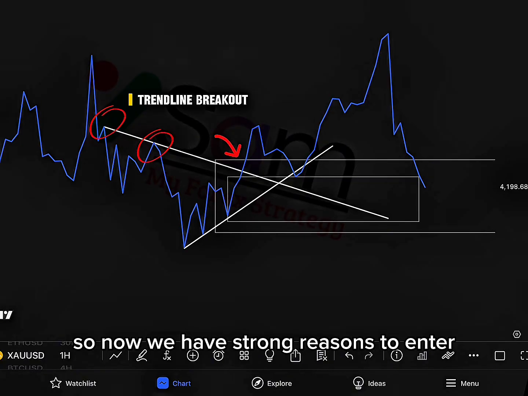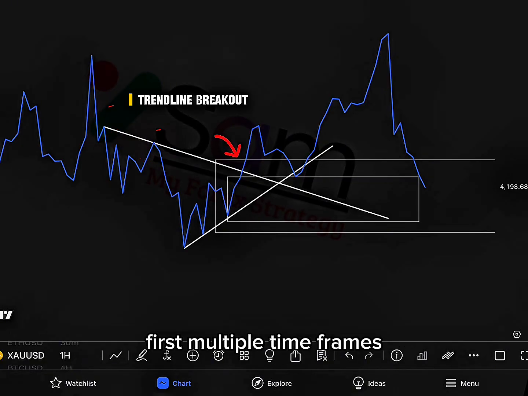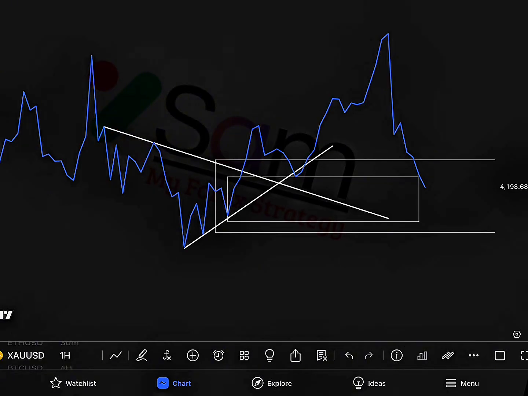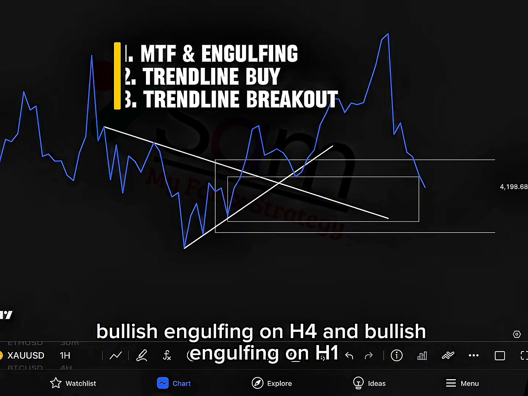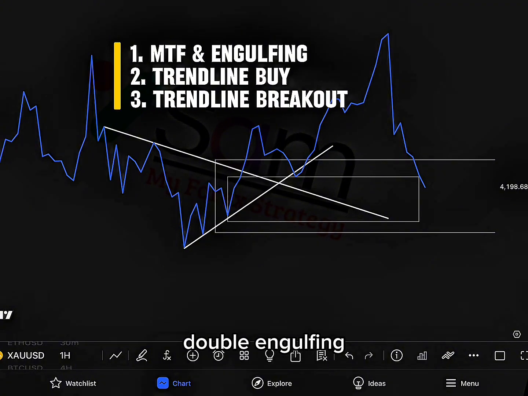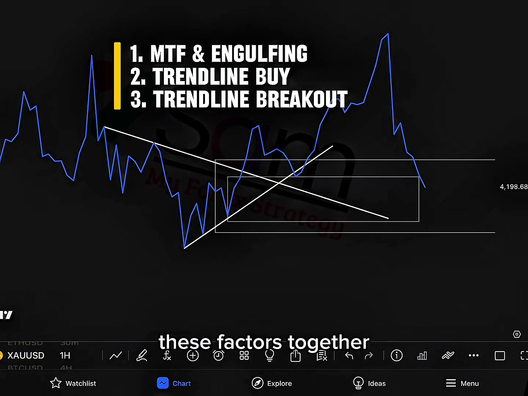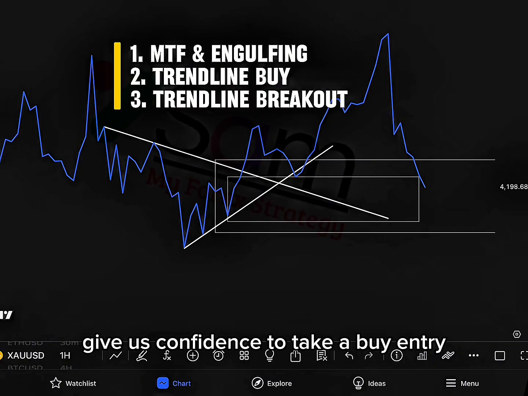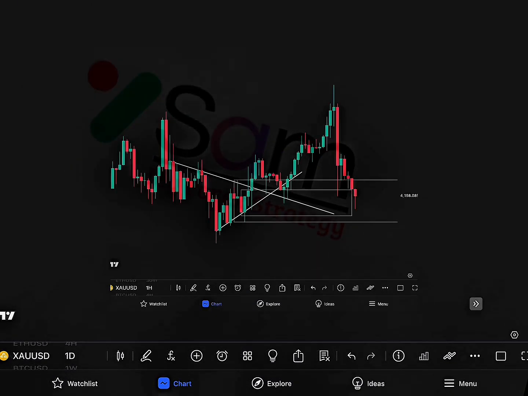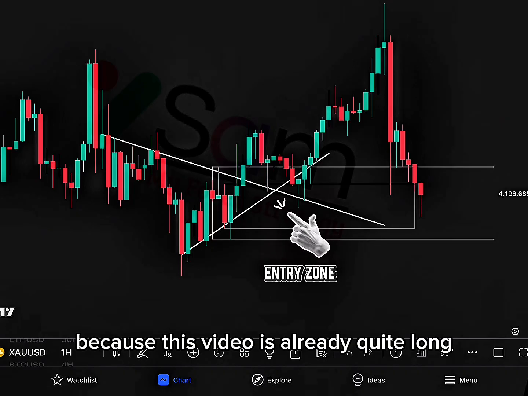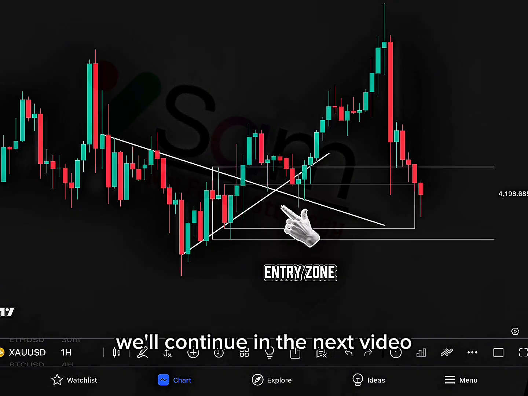So now we have strong reasons to enter. First, multiple time frames. Bullish engulfing on H4 and bullish engulfing on H1, double engulfing. Second, trendline buy and trendline breakout. These factors together give us confidence to take a buy entry. Got it? Because this video is already quite long, we'll continue in the next video.